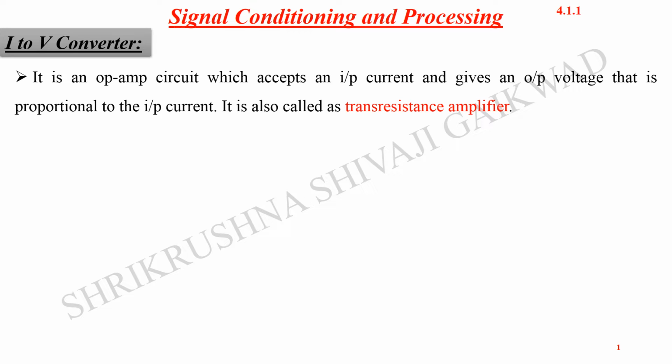Hello friends, in continuation with the previous lecture, now we are going to talk about the conversion of the current into the voltages. It is actually an op-amp circuit which accepts the input current and gives us the output voltage, and that output voltage which is produced is actually proportional to the input current. So it is also called the transresistance amplifier.